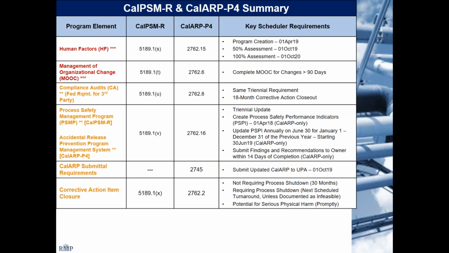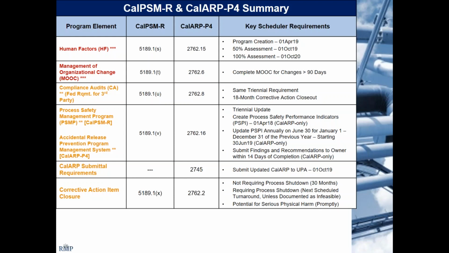Human factors, you have to create your human factors program within 18 months following promulgation, so April 1st, 2019. 50% of assessments need to be done within 2 years, or October 1st, 2019, and all of the assessments need to be done within 3 years, October 1st, 2020.